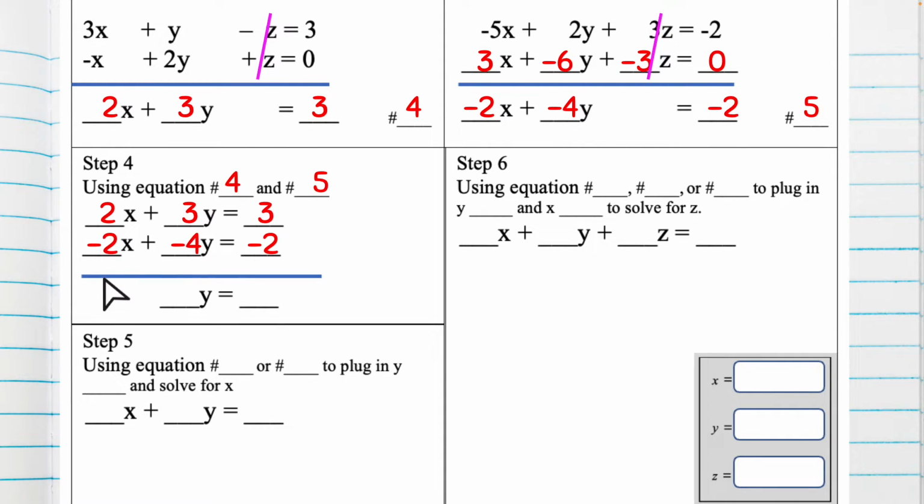So those guys cancel. I have 3y minus 4y, so that gives me negative y, and then 3 minus 2 gives me 1. I don't want to know what negative y is. Remember, it's negative y because it would be negative 1y, right? But I don't want to know what negative 1y is. I want to know what just y is, so I'm going to give that negative to the other side. So that's why y becomes negative 1.